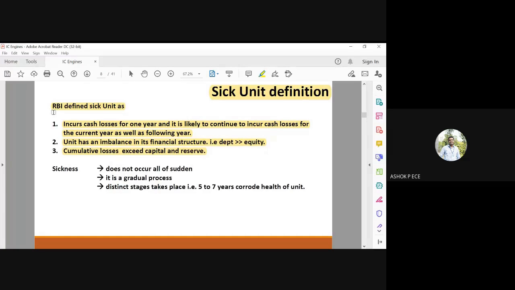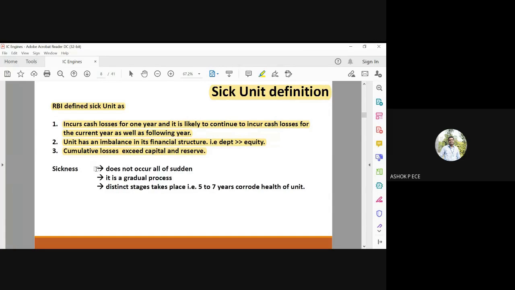I'll again say, the first point is that for the past year and the present year you have a cash loss, and for the next year also we are predicting that a cash loss might happen. That is the first point. The second point is the debt is very, very large compared to equity. I told you for any institution, the debt to equity ratio should be as small as possible, right? That determines the financial stability of any institution. So here the debt is very much larger compared to equity. And finally, the cumulative losses are going to exceed the capital and reserve. So if these three conditions occur in any institution, you can call it a sick unit.